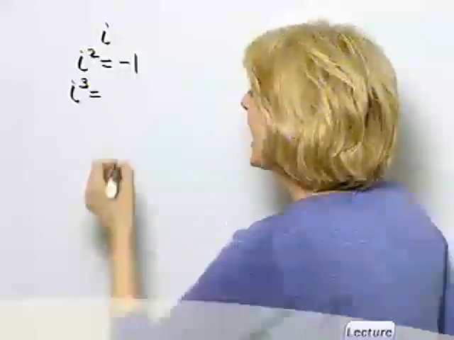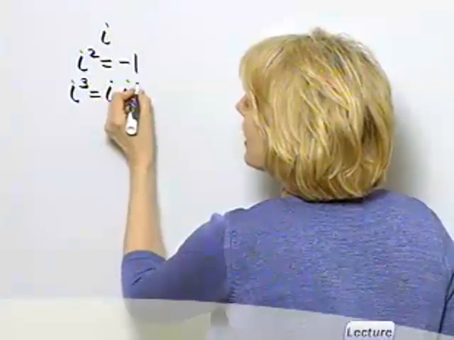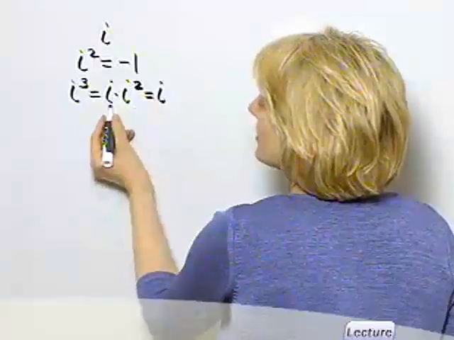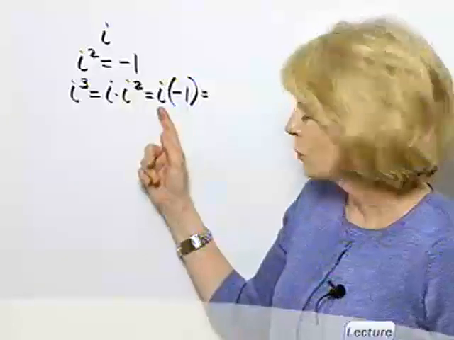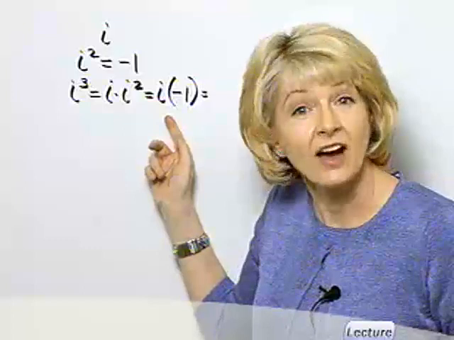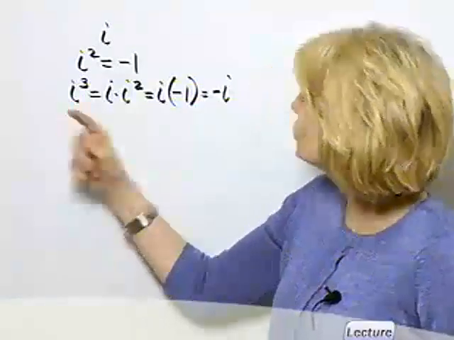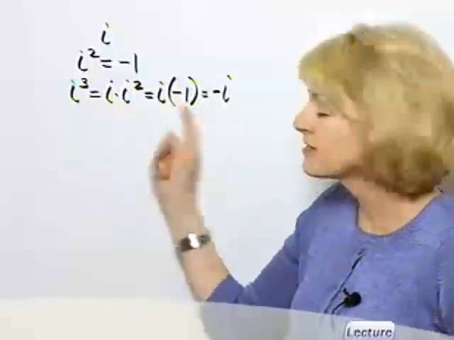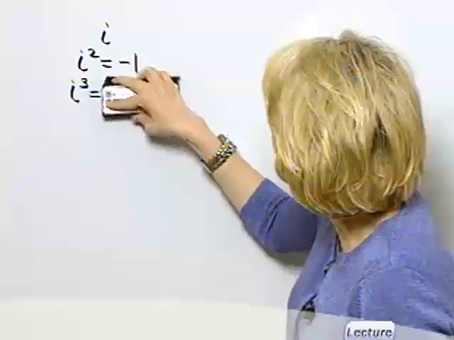Do you agree that i cubed is i times i squared? So I have i times i squared, which is negative 1. What is negative 1 times i, or i times negative 1? That's negative i. So it turns out that i cubed is simply negative i. I'm about to erase all this. i cubed is negative i.